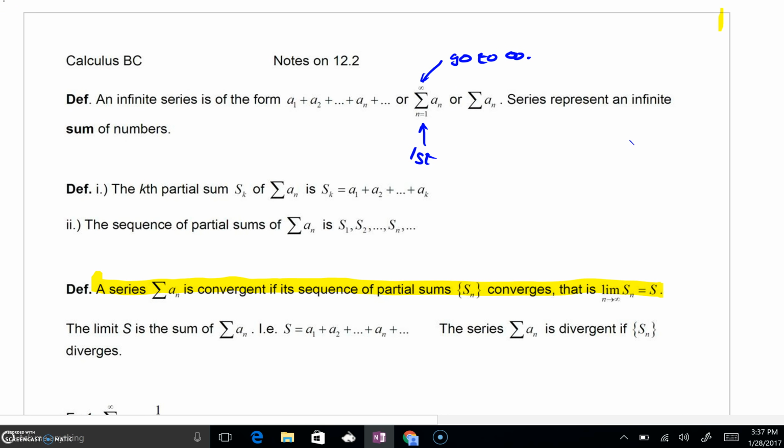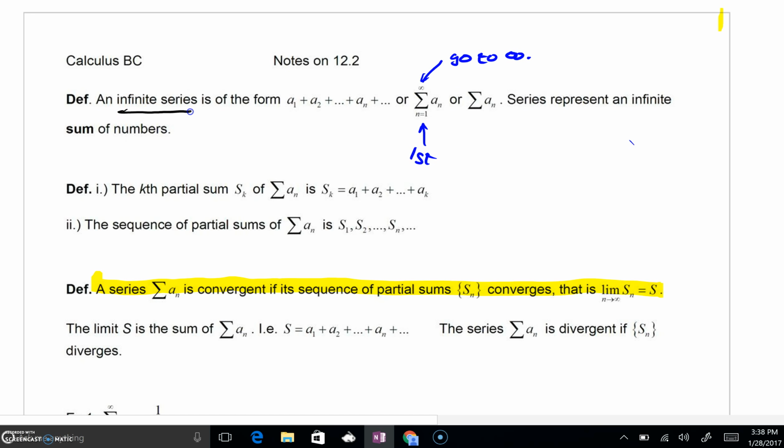Welcome back, CalcBC. We're getting into section 12.2, and this is where it officially really begins. We're dealing with series. In 12.1, we were dealing with infinite sequences. But take a look at this definition right here.